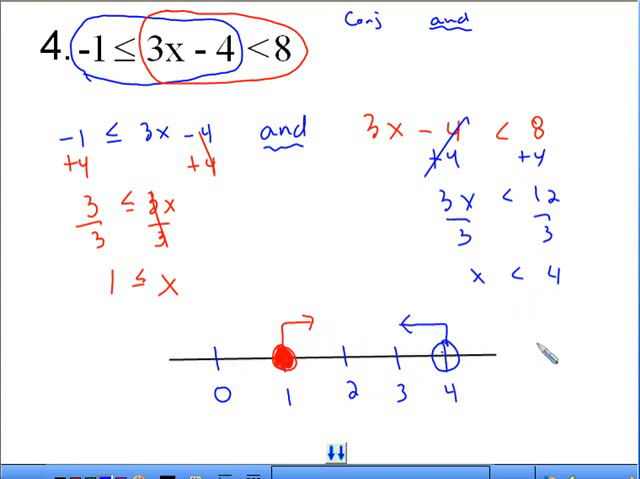Now remember, one of the characteristics of a conjunction: the solutions have to do what? They have to go towards each other, so they connect. They go towards each other, they connect. So this is your solution.